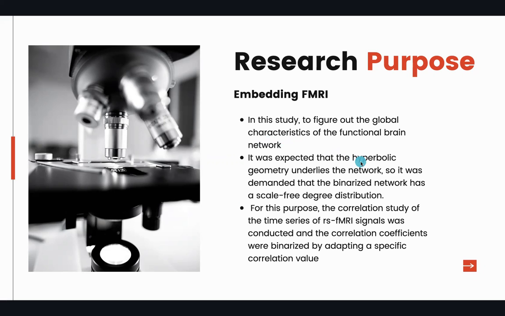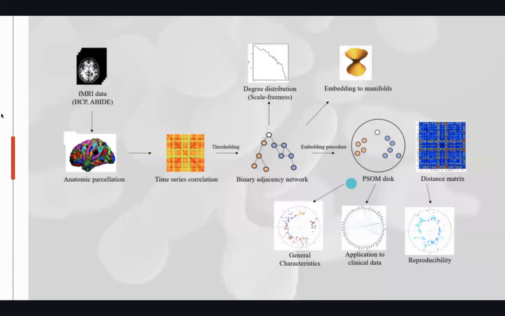So it was demanded that the binarized network has a scale-free degree distribution. And for this purpose, I tried to find the correlation, studying the time series of the ASL fMRI. The signals were convolved and the correlation coefficients were binarized by adopting a specific correlation value. So this is the concept. First, from the fMRI data, find the anatomic parcellations with the time series correlation, using the binary adjacency network, get the thresholding value, find the degree distribution, and the embedding procedure using the PCOM, and the characteristic by the distance metric.